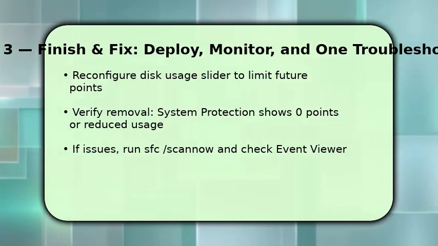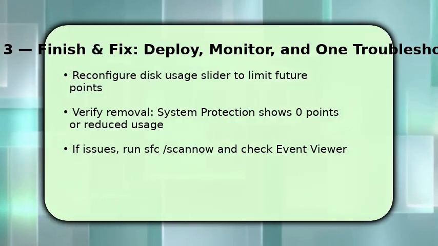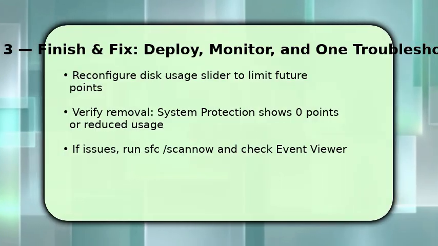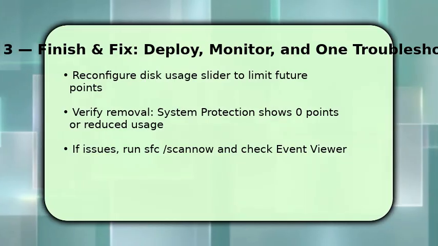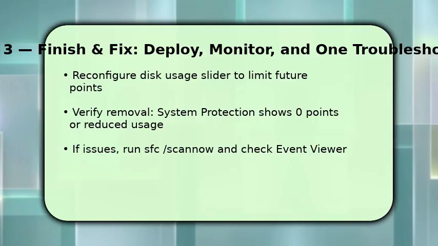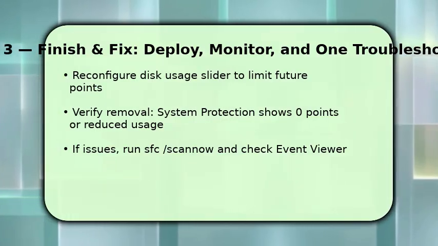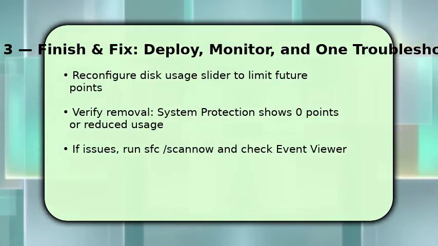Once done, verify that restore points were removed by reopening System Protection and checking the listed usage and restore point dates. If you encounter problems, like restore failing or missing settings, run an elevated sfc /scannow, check the Event Viewer for VSS errors, and reboot. Make sure you have a current backup before making further changes to restore settings.